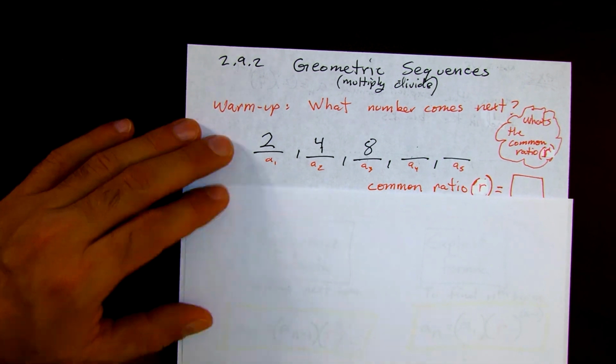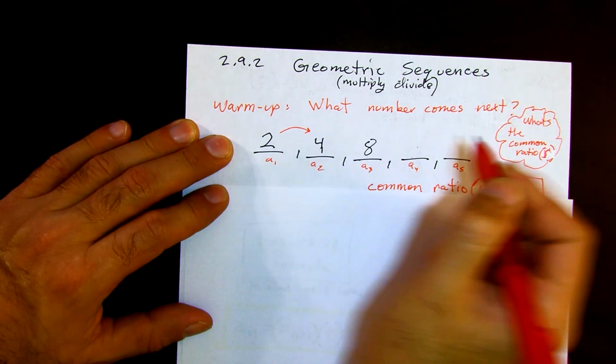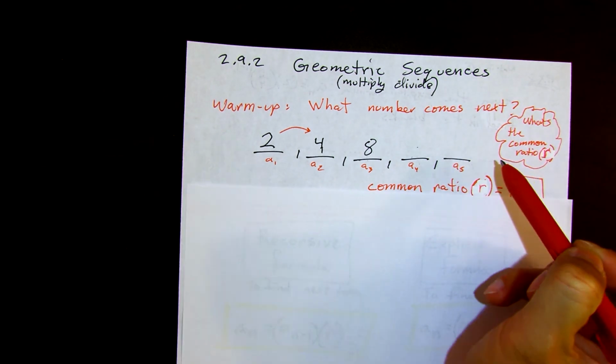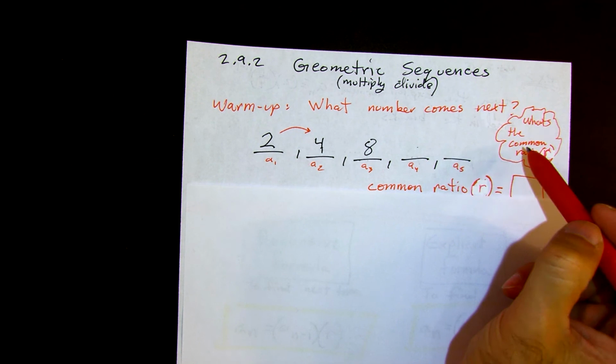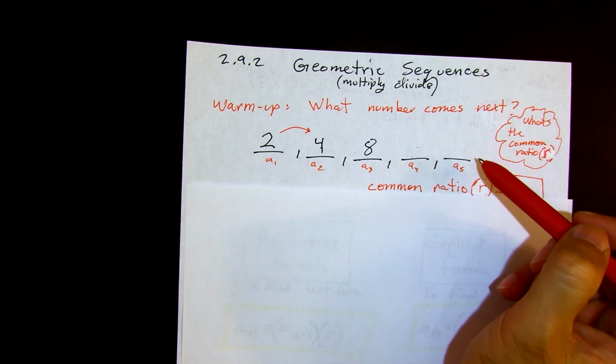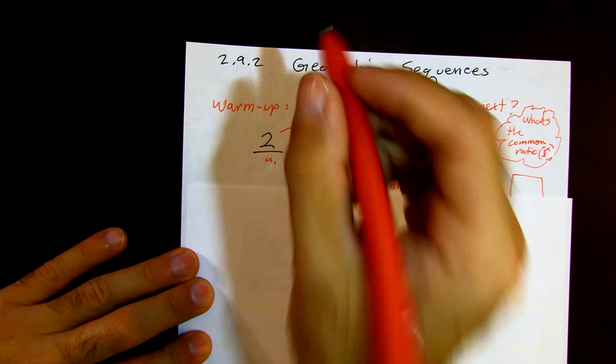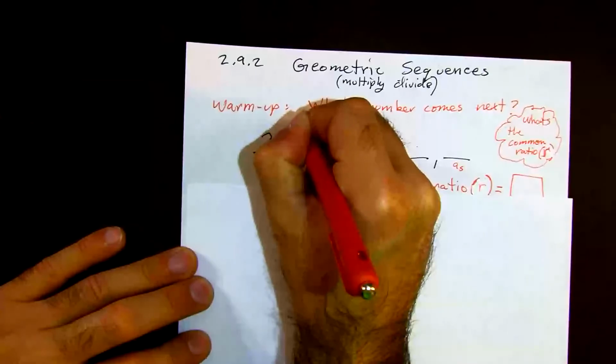So what number comes next? Well, what is the common ratio? Before we had the common difference, what is the common ratio? How did we go from 2 to 4? Perfect, Yancy. You multiply by 2. Good, Abby. Good, Janice. All right. Here, all we have to do is multiply by 2.